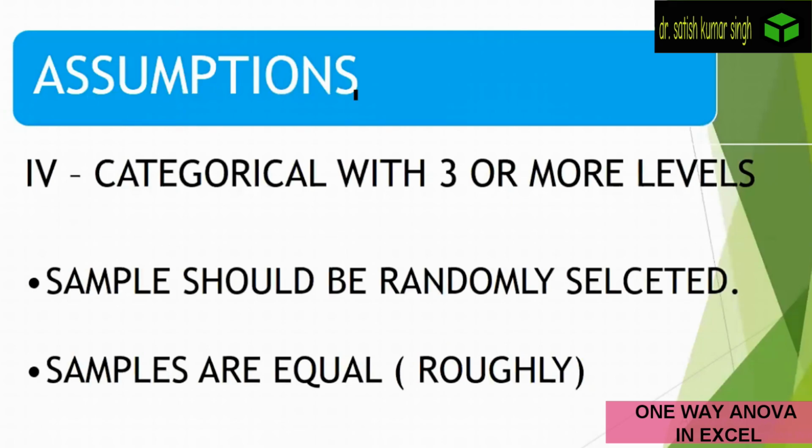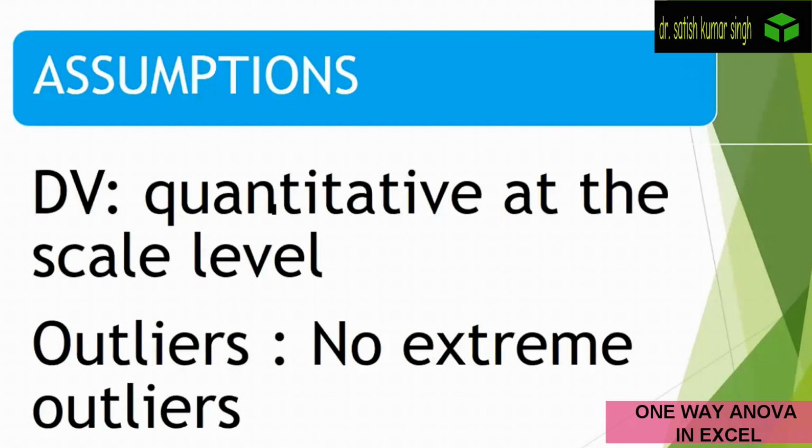Then some other assumptions. Independent variables are categorical in nature with three or more levels, meaning there are three or more groups. Samples should be randomly selected, and roughly equal in size, otherwise it creates a problem. But normally you can proceed if you don't have the entire data. Then the dependent variable should be quantitative at the scale level, and one more important thing, there should be no outliers. In one of my videos, on the one-sample t-test, you can find out how outliers can be examined.